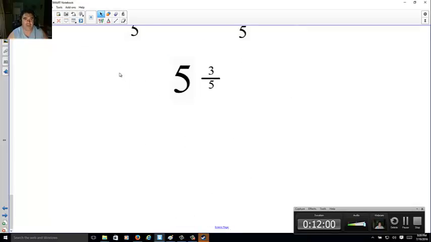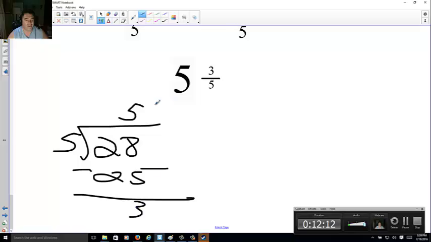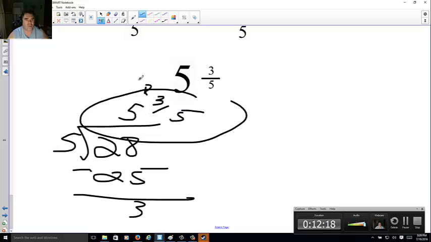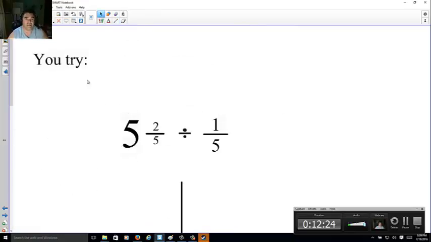In that same way, let me draw you a very quick reminder. 28 divided by 5. 5 times what can give me close to 28? 5. 5 times 5 is 25. How many are left? 3. So I have remainder 3. But instead of putting remainder 3, I'll just put 3 and still being divided by 5. Voila! Just like I taught you a couple days ago. It's just that easy. Let's continue.